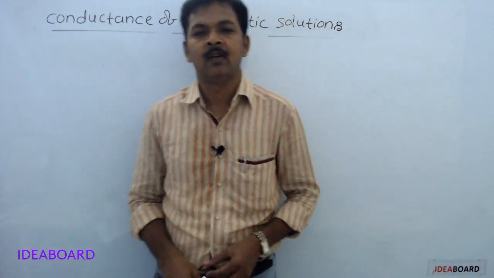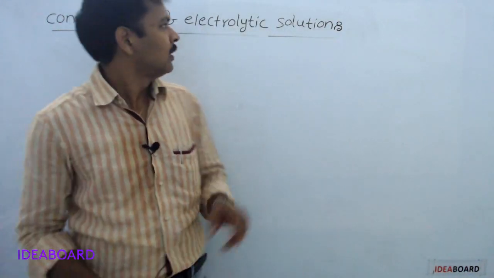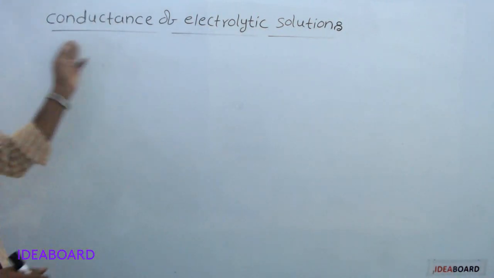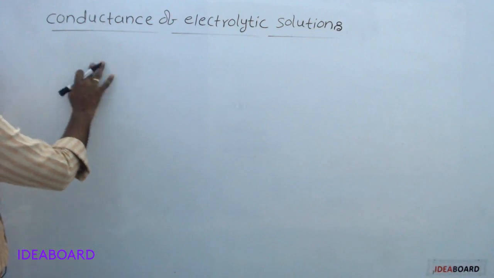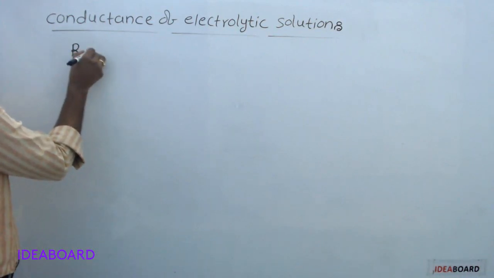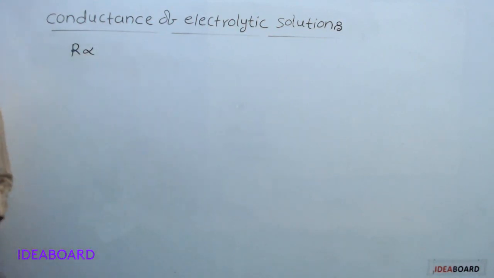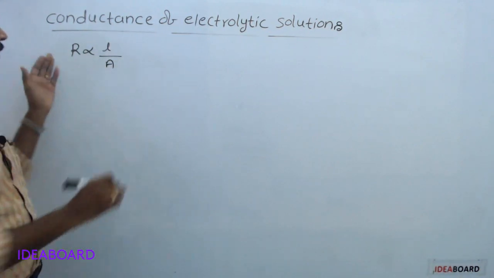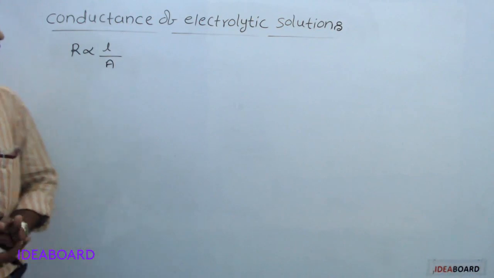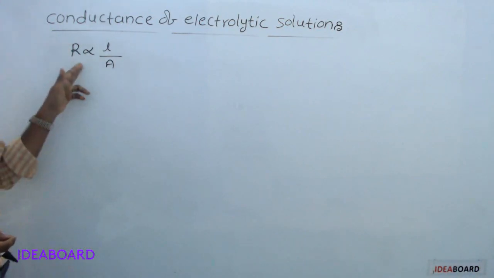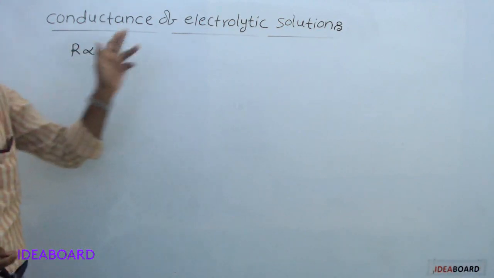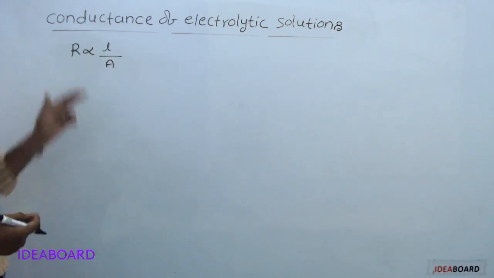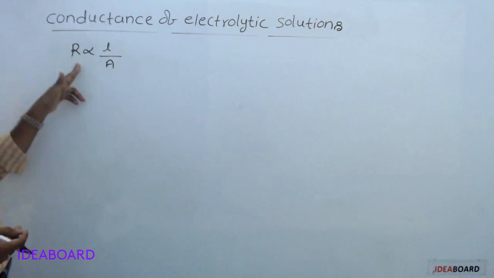My dear students, now I am going to explain conductance of electrolytic solutions. Resistance of any conductor is directly proportional to its length and inversely proportional to its area of cross section. This R is resistance of the conductor.